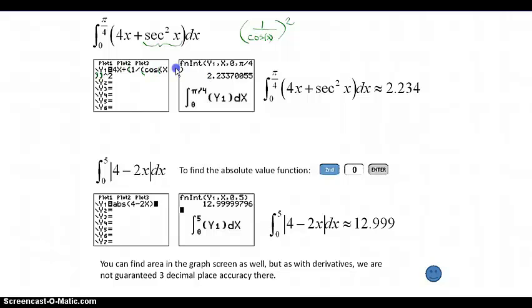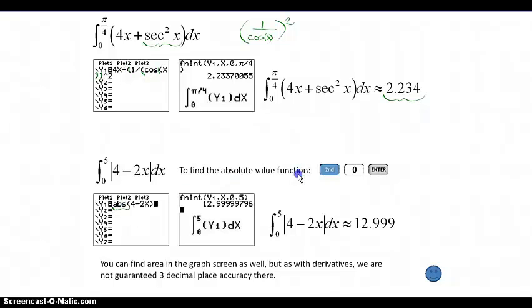Okay? And again, same process: math, 9, vars button, comma x, comma lower limit, comma upper limit, and hit your enter and make sure that your answers are accurate to 3 decimal places. The last example here has to do with absolute value, and entering absolute value into your calculator when you get into Y1 is really easy to do. You just have to know where to find it.